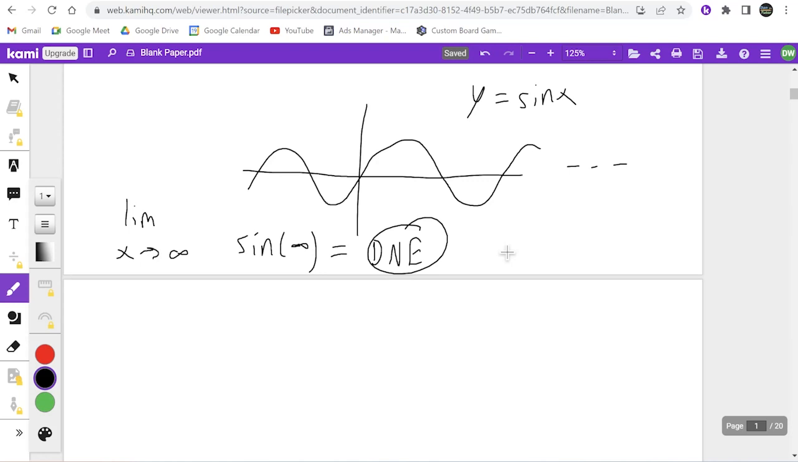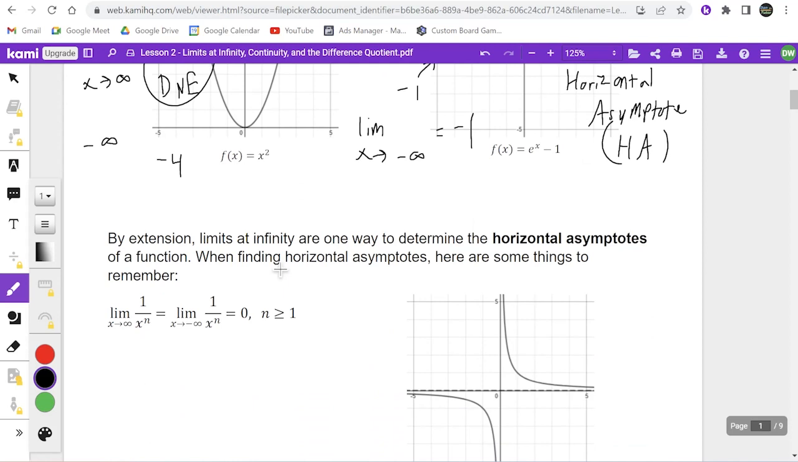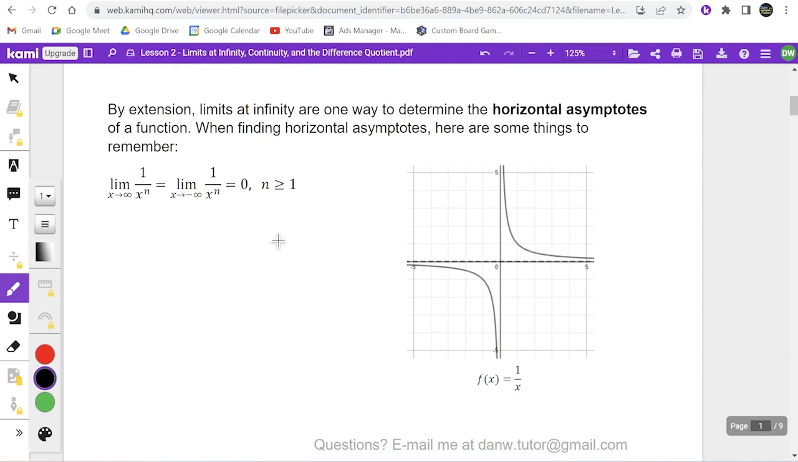So we're not even talking about this today. We're only going to be talking about horizontal asymptotes. But this is just something to think about for when you actually take calculus in the fall. So anyways, back here, what we're talking about today, horizontal asymptotes. Here's what I'm going to say.